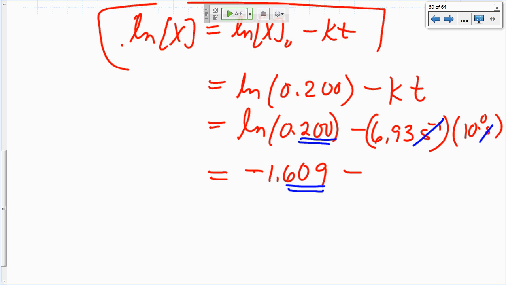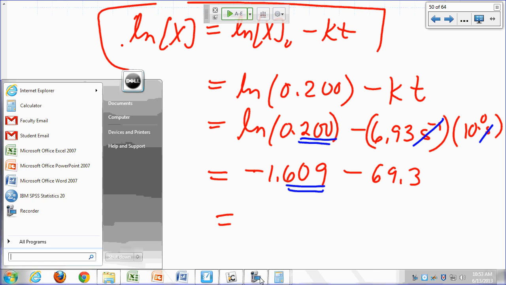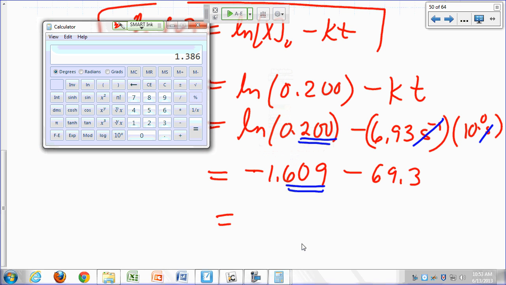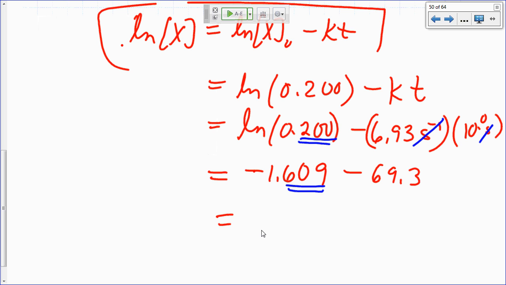So what's 6.93 times 10? That's 69.3, right? So what is negative 1.609 minus 69.3? Negative 70.9, okay? So negative 70.9. That's ln of x at 10 seconds.